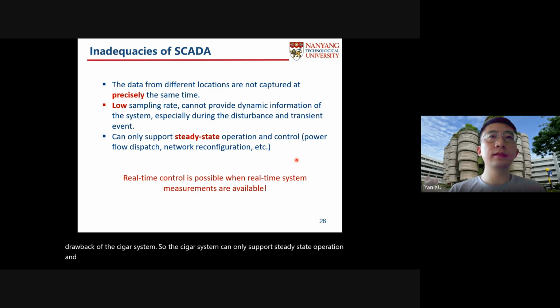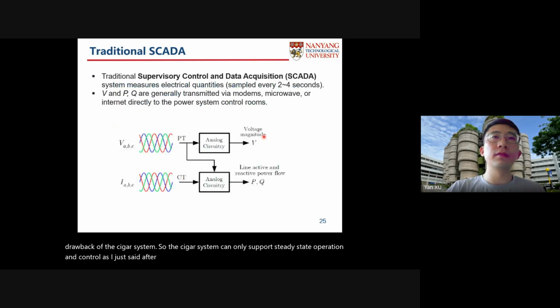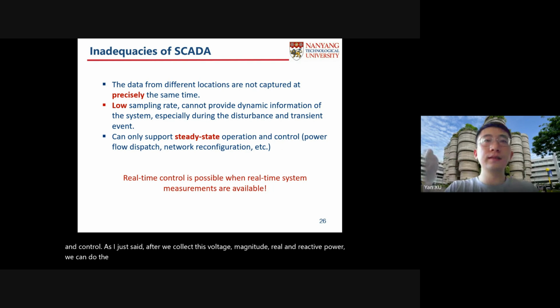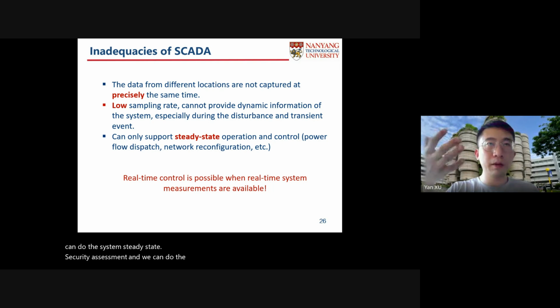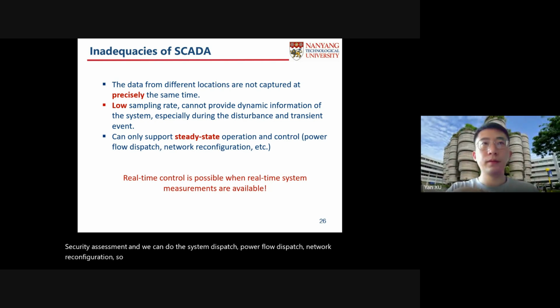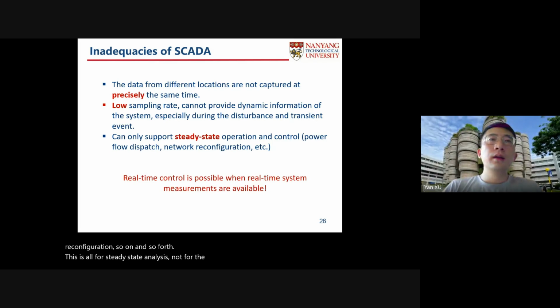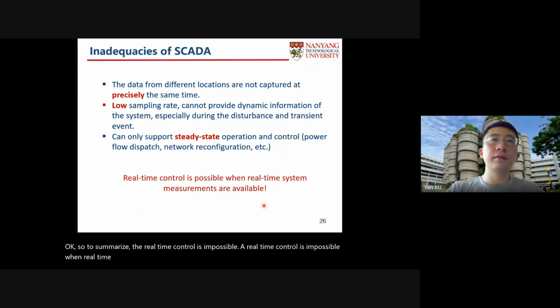The SCADA system can only support steady state operation and control. As I just said, after we collect the voltage magnitude, real and reactive power, we can do system steady state security assessment, and we can do system dispatch, power flow dispatch, network reconfiguration, and so on and so forth. But this is all for steady state analysis, not for dynamics. So to summarize, real-time control is impossible when real-time system measurements are not available.